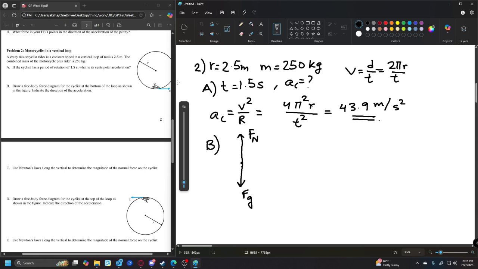Here the normal force has to be greater than the Fg, since there's the centripetal acceleration acting towards the center as well. And so this is your free body diagram. And now we have part C. Actually, let me just go down.